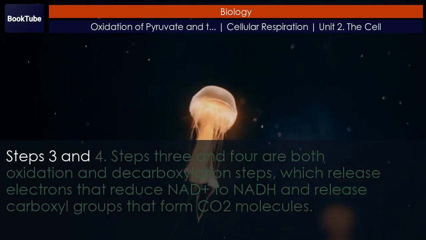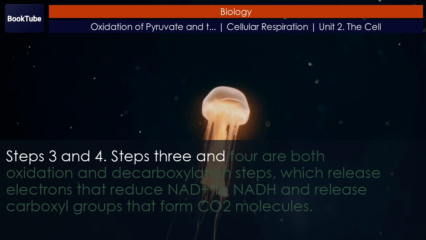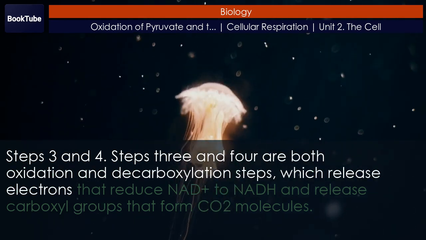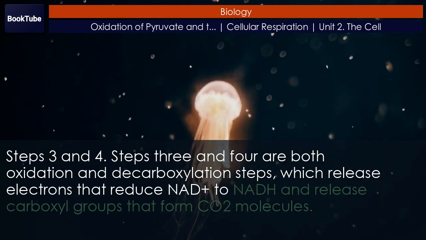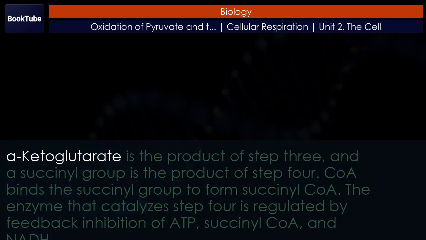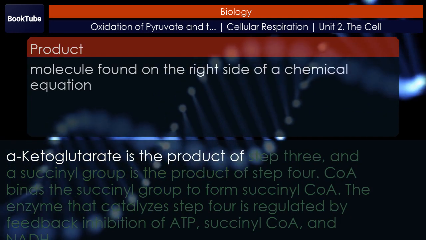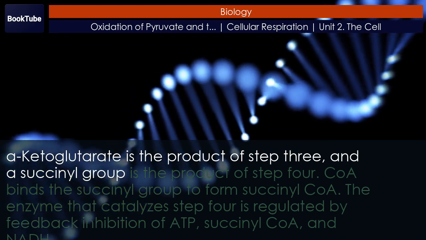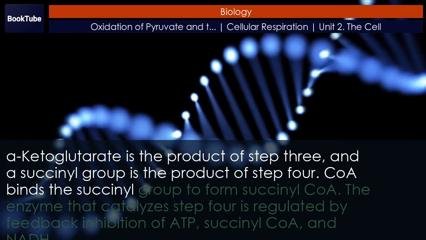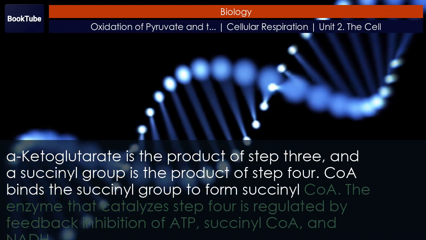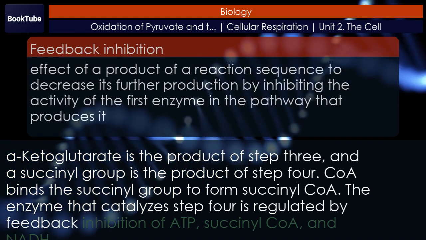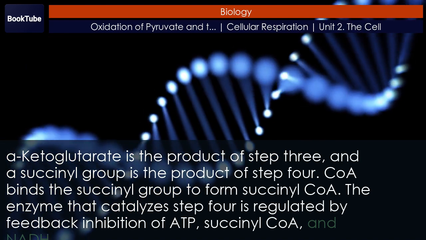Steps 3 and 4. Steps 3 and 4 are both oxidation and decarboxylation steps, which release electrons that reduce NAD+ to NADH and release carboxyl groups that form CO2 molecules. Alpha-ketoglutarate is the product of step 3, and a succinyl group is the product of step 4. CoA binds the succinyl group to form succinyl-CoA. The enzyme that catalyzes step 4 is regulated by feedback inhibition of ATP, succinyl-CoA, and NADH.